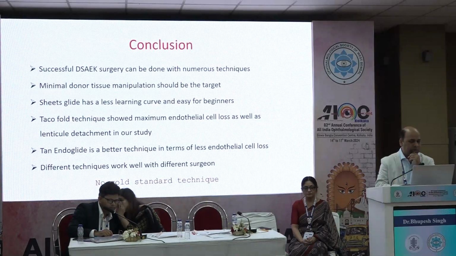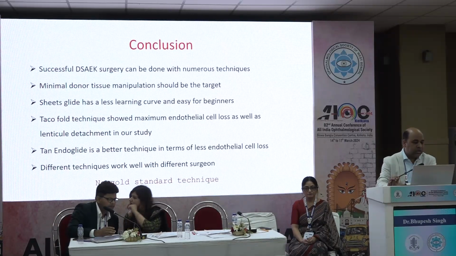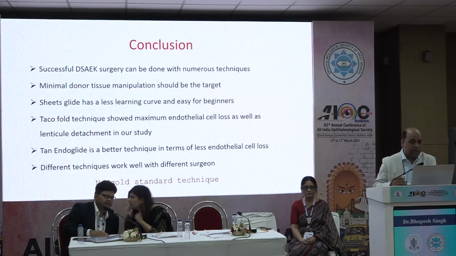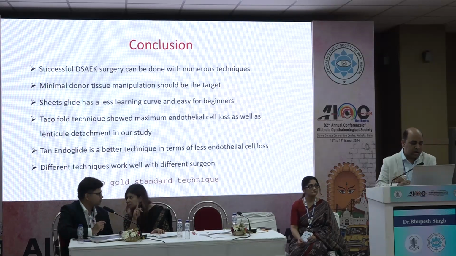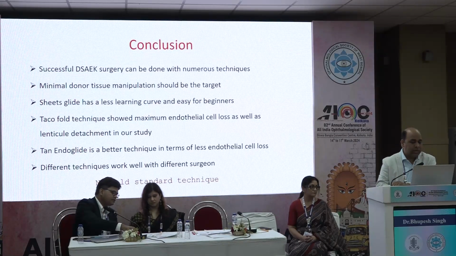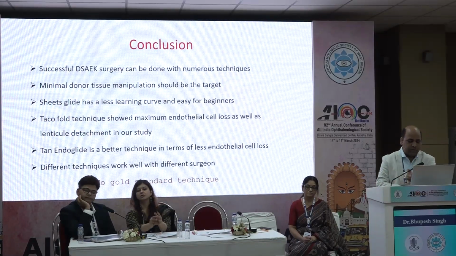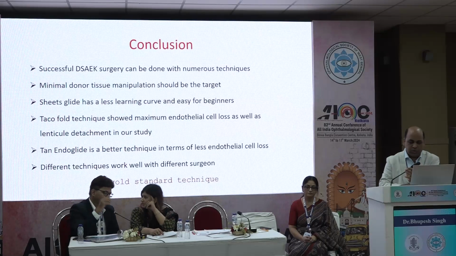So in conclusion, successful DSEC surgery can be done with numerous techniques. Minor donor tissue manipulation should be the target. Sheets glide has the least learning curve and is easy for beginners. Taco fold technique showed maximum endothelial cell loss as well as lenticular attachment in my study that I did at our center. And endoglide is a better technique in terms of endothelial cell loss. Different techniques work well with different surgeons, and there is no gold standard technique for DSEC tissue insertion.